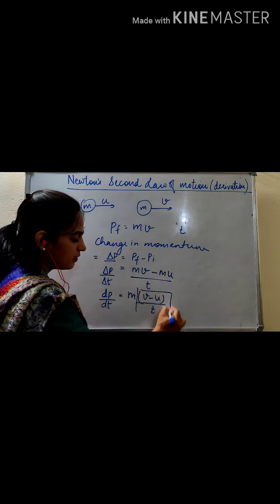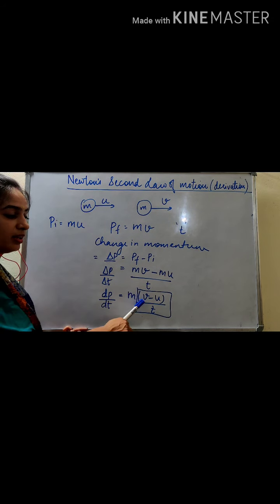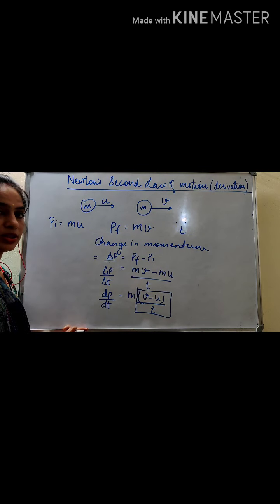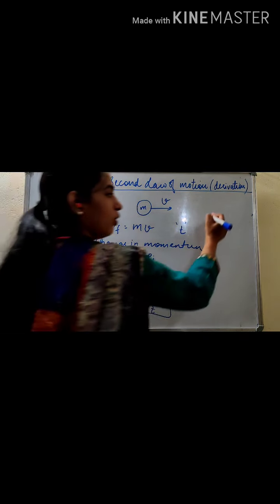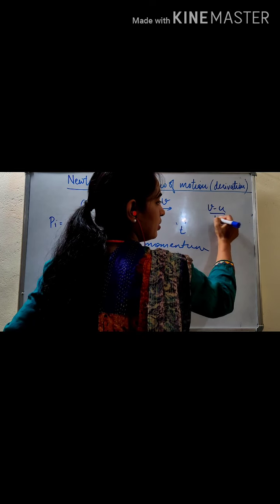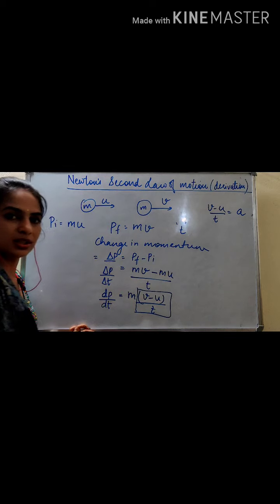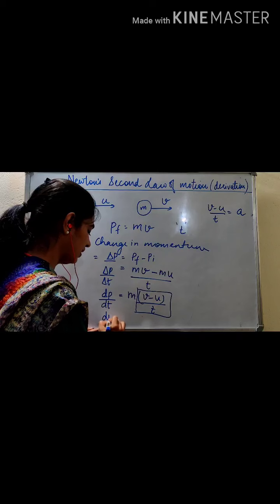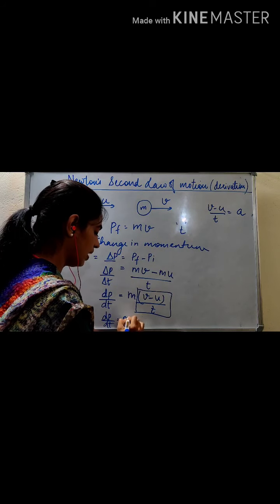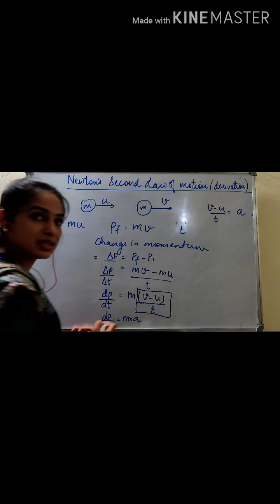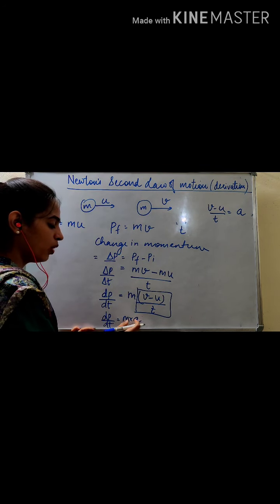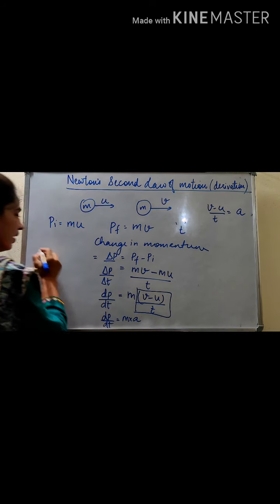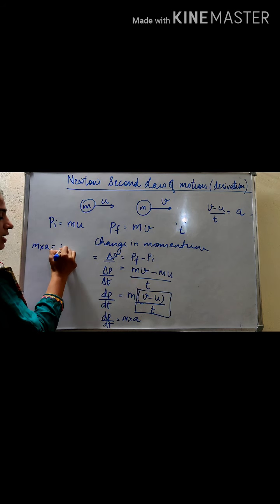Do you remember what is (v minus u) by t? Final velocity minus initial velocity upon time, or rate of change of velocity. Do you remember? Rate of change of velocity, (v minus u) by t, is known as acceleration. So I can write dp by dt is equal to m into (v minus u) by t, which is a, acceleration. So what is m into a? We've studied this. What is mass into acceleration? Right.